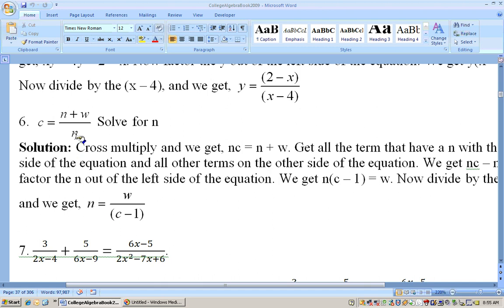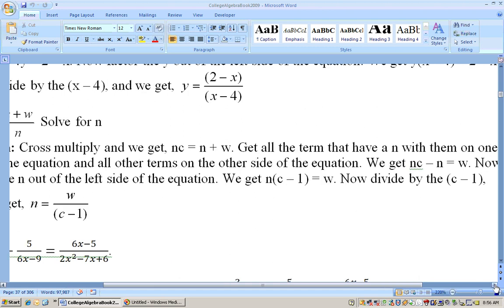This one, you could maybe cross multiply first, and we get Cn, or Nc, if you want to say it either way, is equal to n plus w. Now we're solving this for n, so get all the terms that have an n on one side, so I subtracted n from both sides to get Nc minus n equals w. And that's what we have over here. Nc minus n equals w.